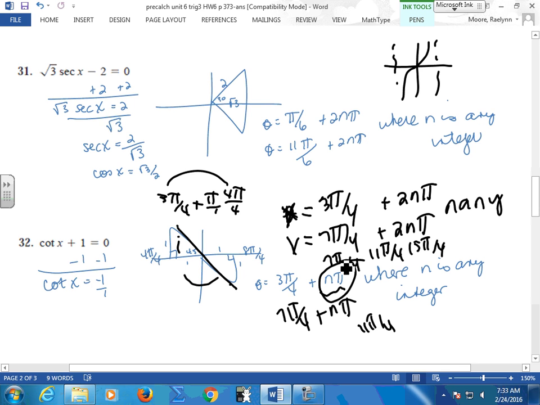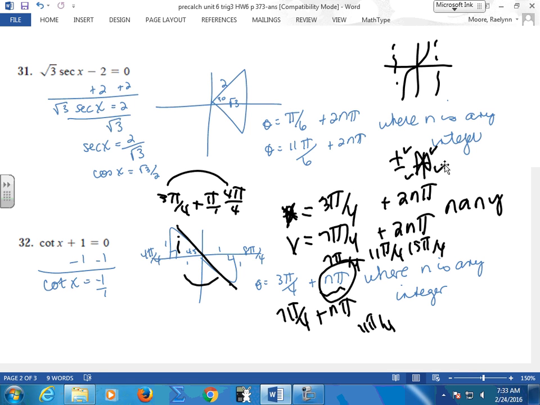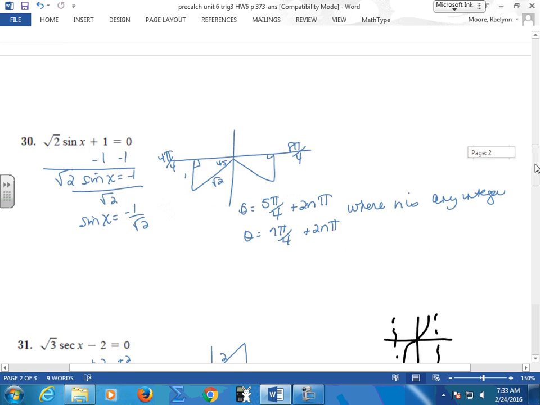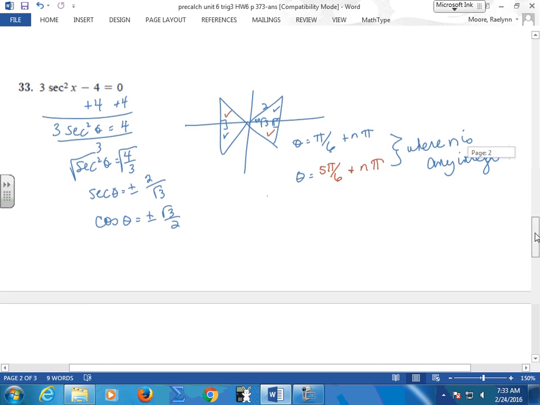And the only other time that this helps you is when you get a plus or minus and you've got all 4 quadrants. Then you hit this one, which hits that one, and this one, and that hits that one. So the tangent and the cotangent period is half. It's pi. Okay? Now here's a typical one that I was just talking about.